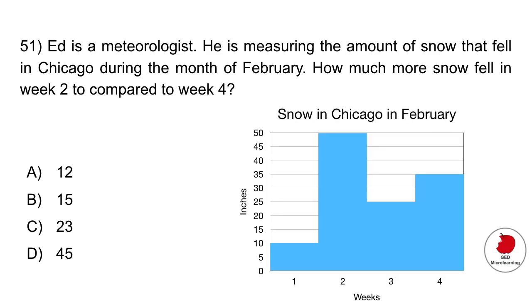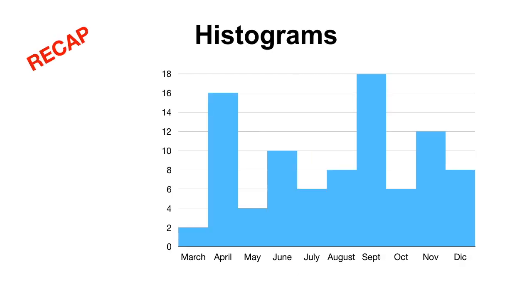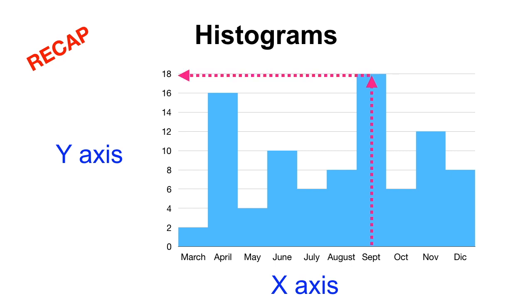All right, moving on to question 51. This is a question which has a histogram. It says Ed is a meteorologist. He is measuring the amount of snow that fell in Chicago during the month of February. How much more snow fell in week 2 compared to week 4? Okay, so as always, remember, we're always going to follow our system, right? Look at the title, y-axis, x-axis. Then follow the column that you need to the top and then to the left.